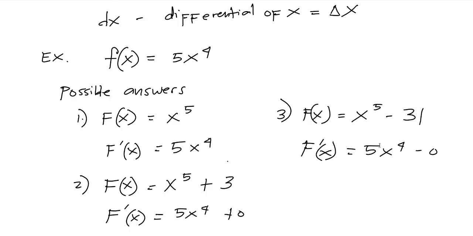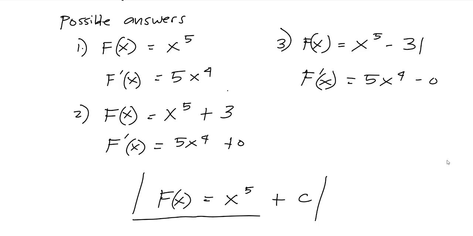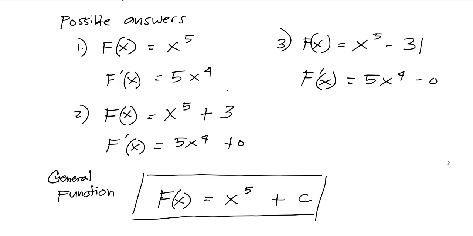So basically, in general form, we can say that the integral is equal to x raised to 5 plus a constant. There are many possible values for that constant. So this is what we call our general function. And the constant here is what we call our constant of integration.